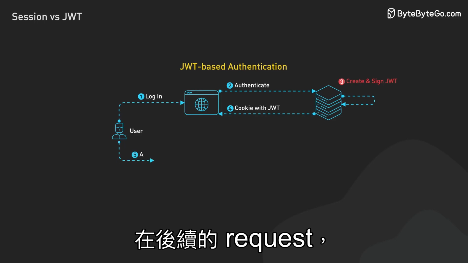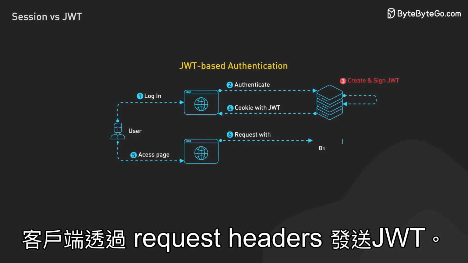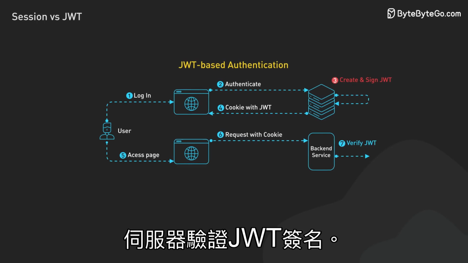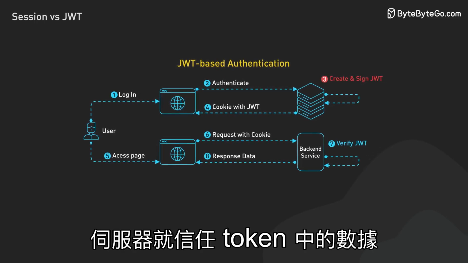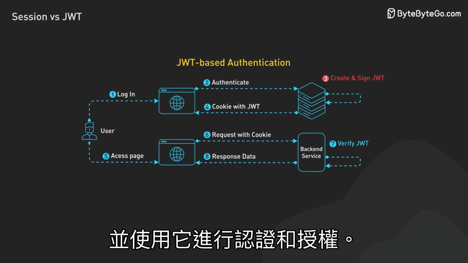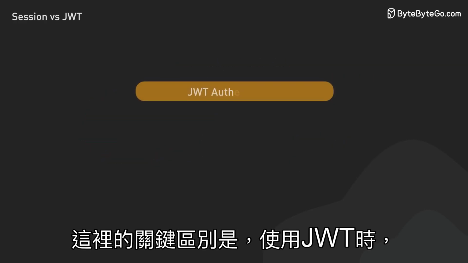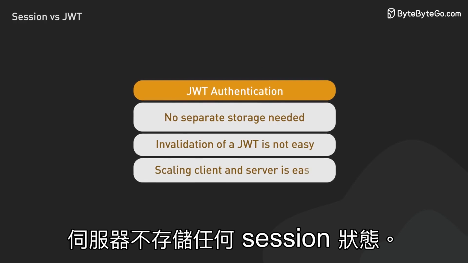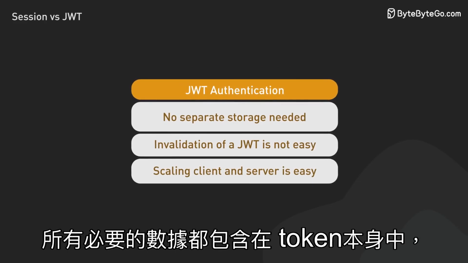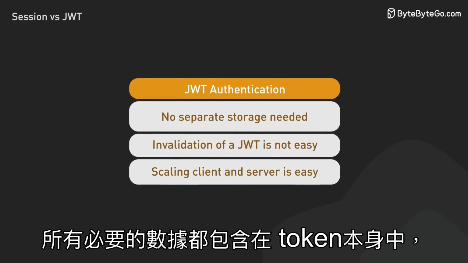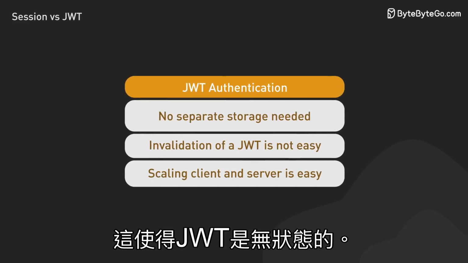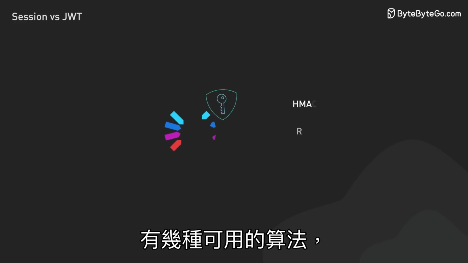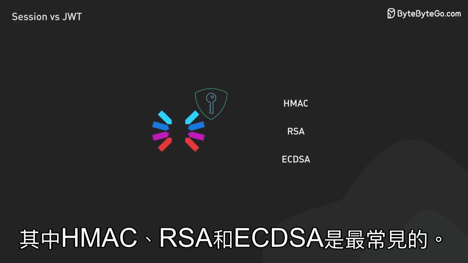On subsequent requests, the client sends the JWT in the request headers. The server verifies the JWT signature. If it's valid, the server trusts the data in the token and uses it for authentication and authorization. The critical difference here is that with JWTs, the server doesn't store any session state. All the necessary data is contained within the token itself, which is stored on the client. This makes JWTs stateless.